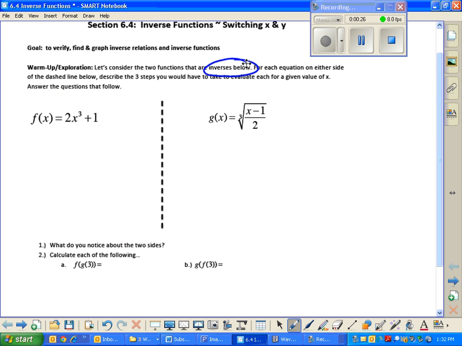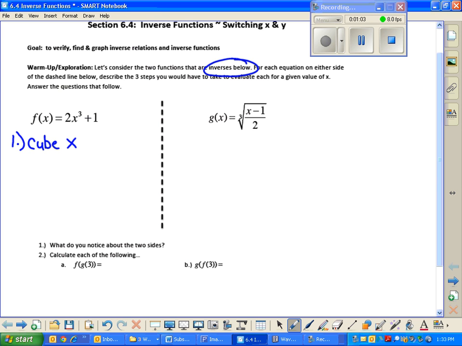So what they want us to do in this particular warm-up, on the left side, for instance, we see f of x equals 2x to the third plus 1. They just want us to list out the steps you would carry out if they gave you a value for x. Based on the order of operations, I would have to cube that value of x first. You follow? Because there has to be exponents first. So the first thing I would have to do is cube x, whatever that number is that they gave me.